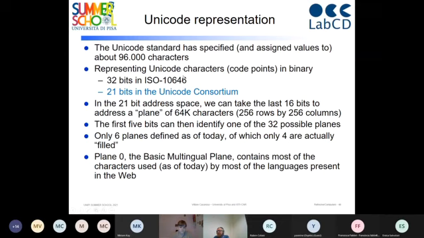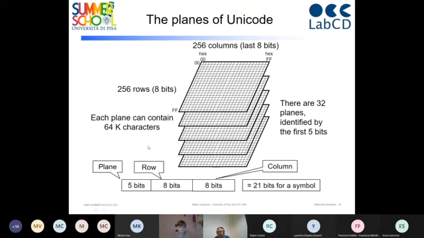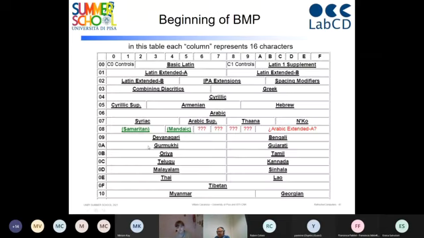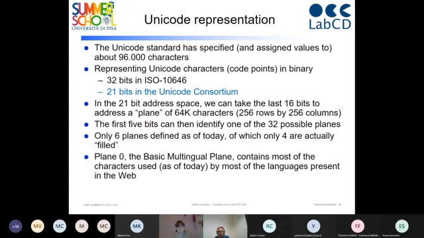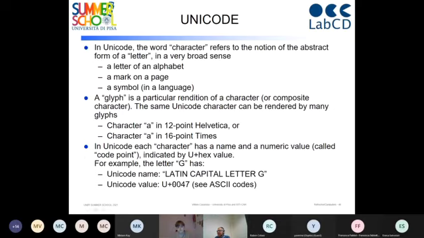Here, this is one of the lucky situations in which, despite Unicode being defined by two different bodies, they have agreed on almost everything. They have agreed on these numbers. So regardless of the consortium, the code points of all the Unicode symbols are the same.